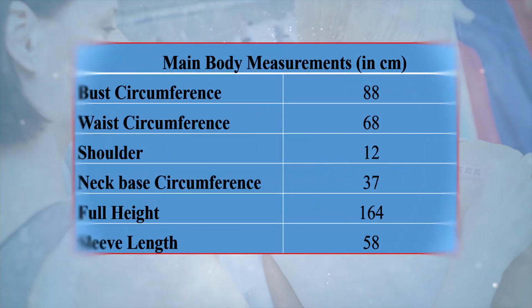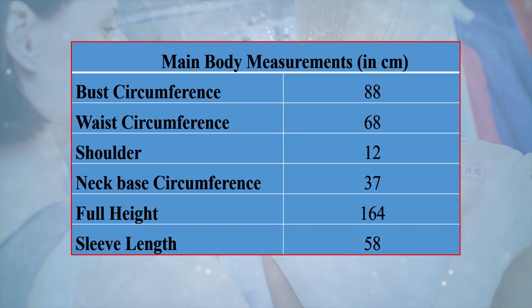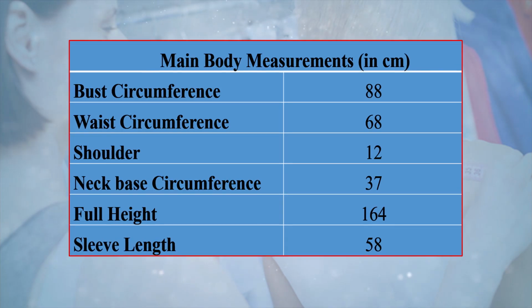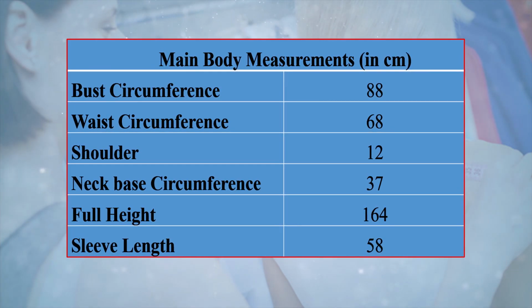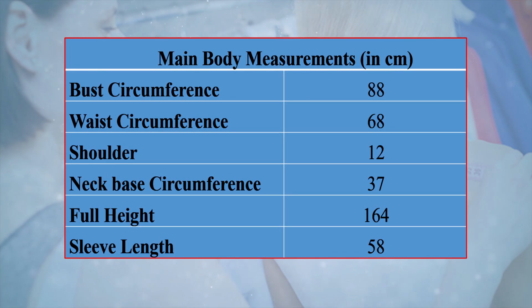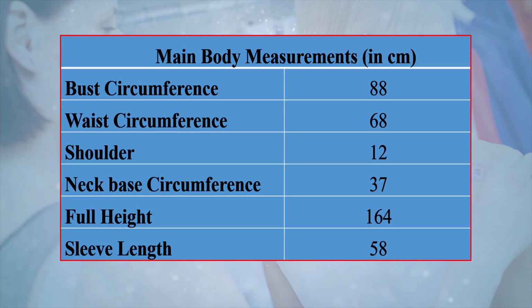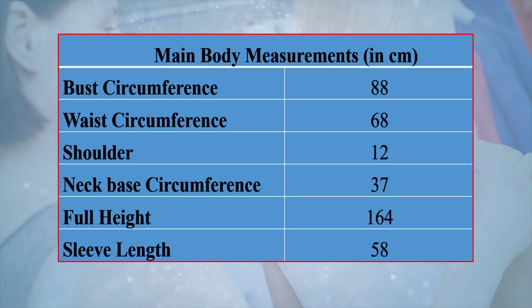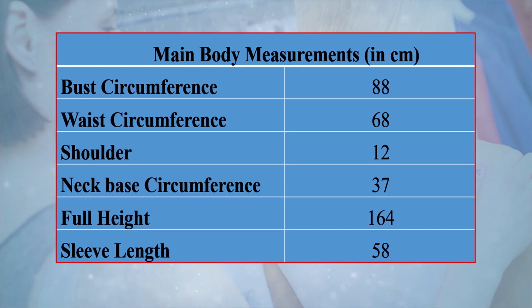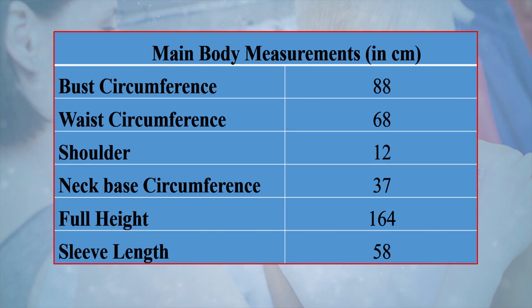For the bodice, you first have to take the bust circumference. For standard we have 88 centimeters. Then we take the waist circumference measurement. Then we take the shoulder measurement, neck base circumference, full height and sleeve length. So these are the basic body measurements we take for creating a basic bodice block.